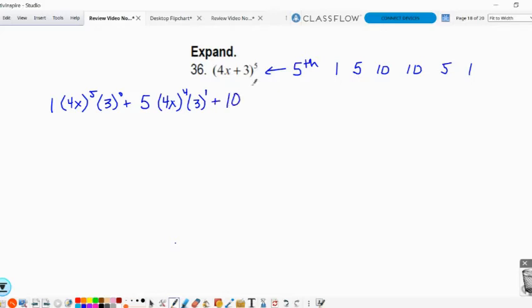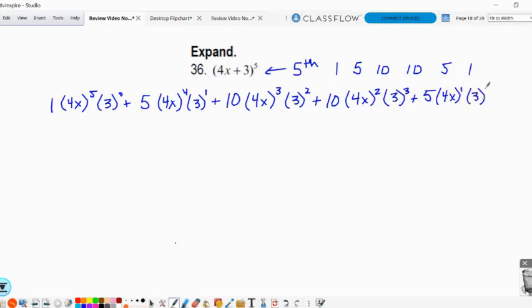Our next coefficient, which is 10, first term decreased by 1 to 3, next term increased by 1 to 2. 3 plus 2 is still 5 for our exponents. Our next coefficient is 10, 4x squared now, 3 to the power of 3. Looking at those exponents, 2 plus 3 is still 5. Our next coefficient is 5. 4x is now raised to the power of 1, and 3 is raised to the power of 4. And then our last coefficient of 1, I think I can squeeze it on here, 4x to the power of 0, and 3 to the power of 5. Oh, sorry, hope you can see that.